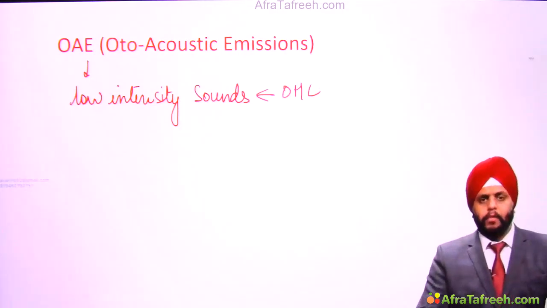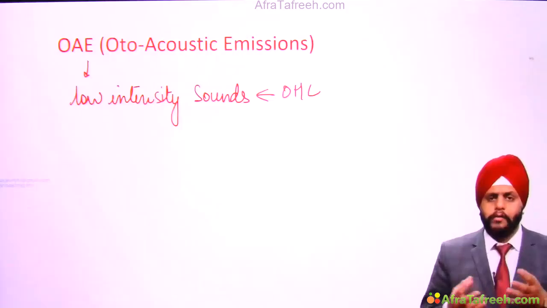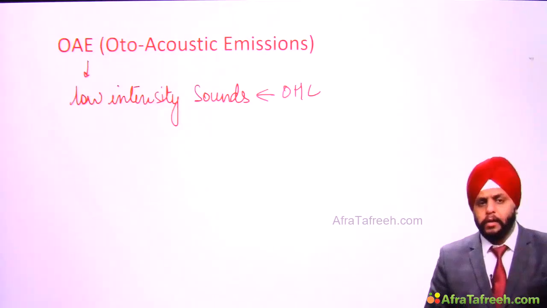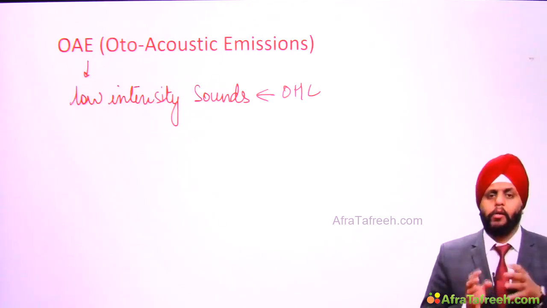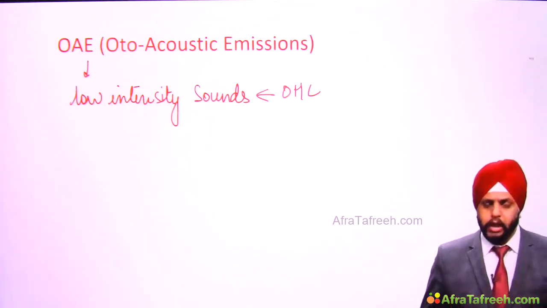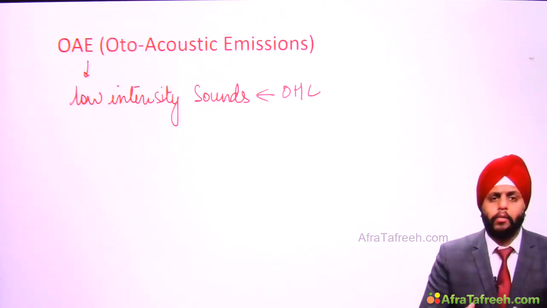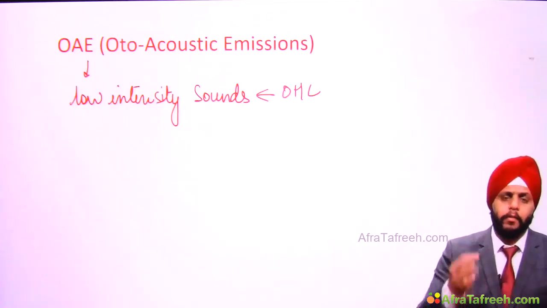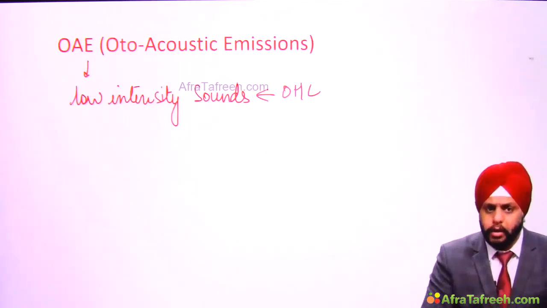What do we expect? We give a sound stimulus to the outer hair cells. The outer hair cells start working. They amplify this sound, make it more, and give it to the inner hair cells. The inner hair cells will give it to the ear. That's what we expect. But when the outer hair cells start working, they themselves produce a sound. This sound is known as OAE. You are not able to hear this sound, but if you put a very sensitive microphone in the EAC, it can pick up this sound. It can detect this OAE.